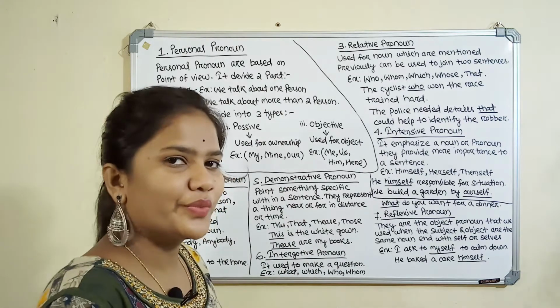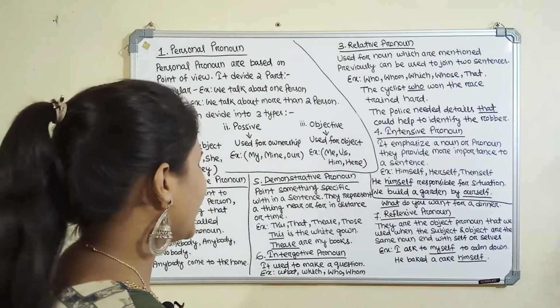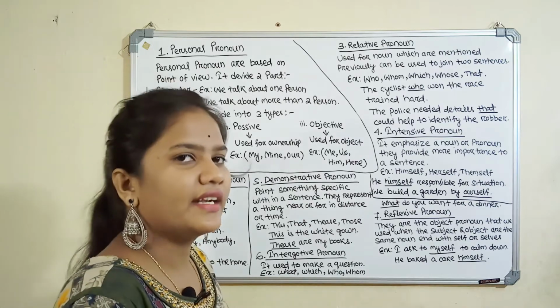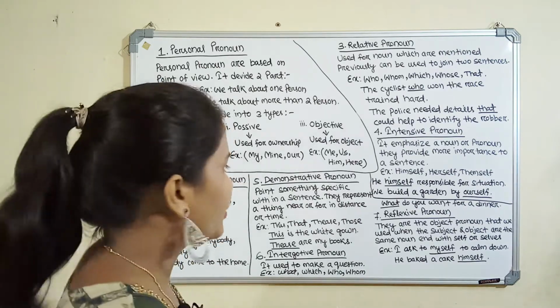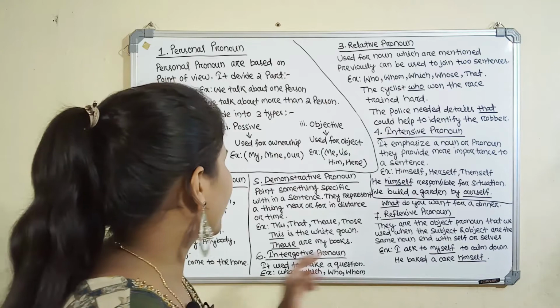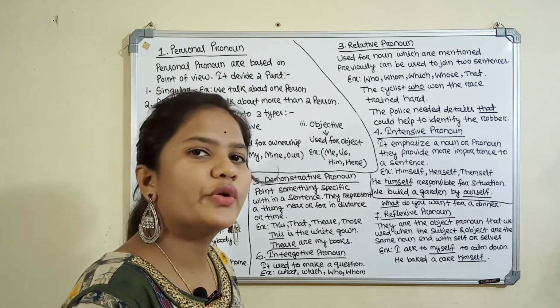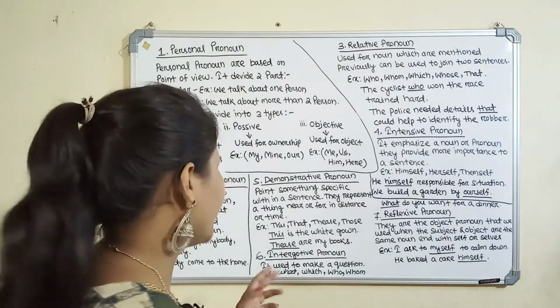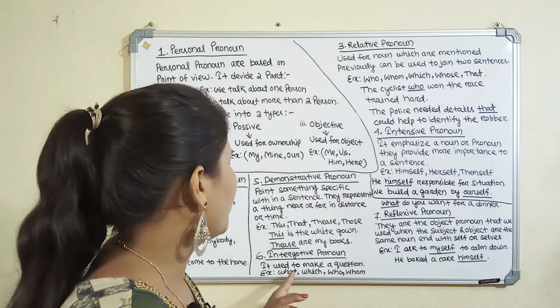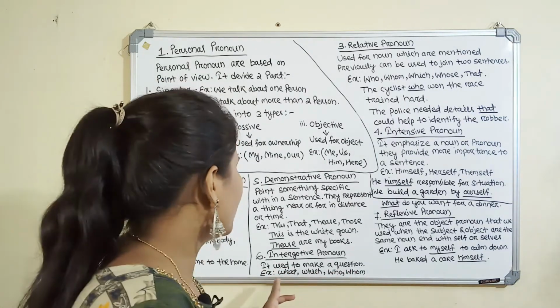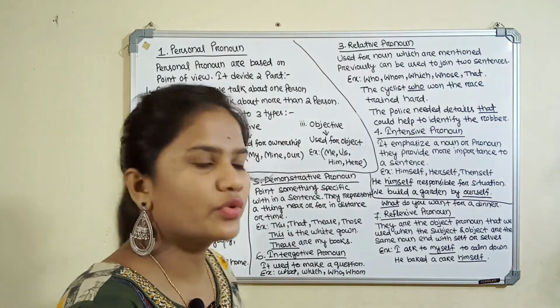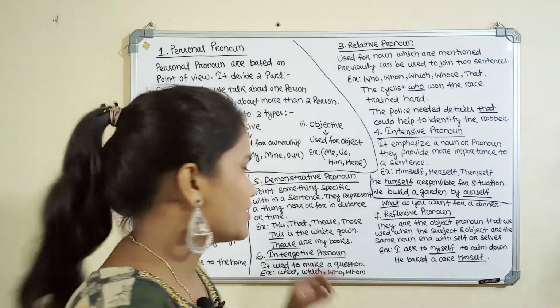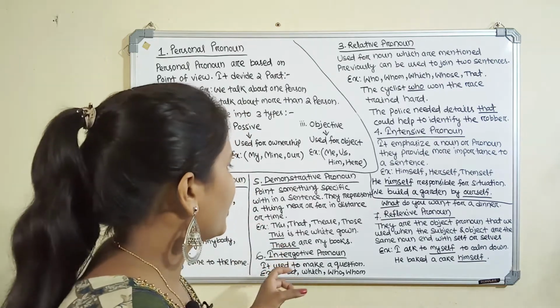Then let's move to the next type of pronoun, that is the interrogative pronoun. Interrogative pronoun is also called the question mark pronoun. It is used to make a question. It is only used for asking questions, that is called interrogative pronoun. Examples are what, which, whom, who. If we create any question, these words will be used. So this is called interrogative pronoun.